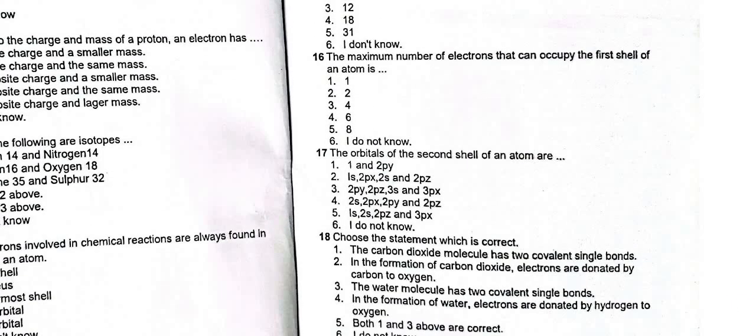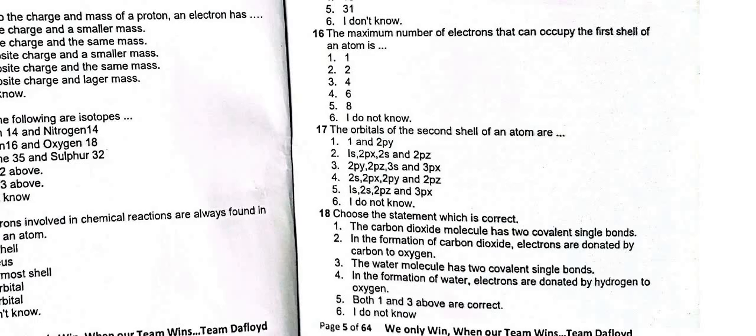Hope this is okay. What's the answer on number 16? What's the answer, guys, here on number 16? It's 2. The maximum number of electrons that can occupy the first shell. So the first shell is 2. That's what you have. Then number 17, they're saying the orbitals of the second shell of an atom is what? What's the answer for number 17?